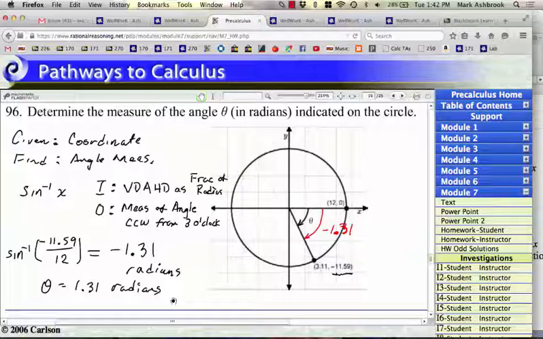You just have to frame it the right way, okay? So if you're just saying the openness of that angle, 1.31. If you're saying, what is the angle swept counterclockwise from 3 o'clock, then it would be negative 1.31.